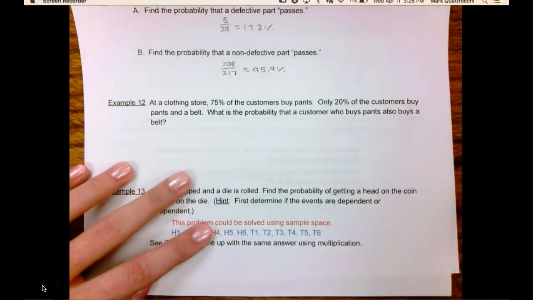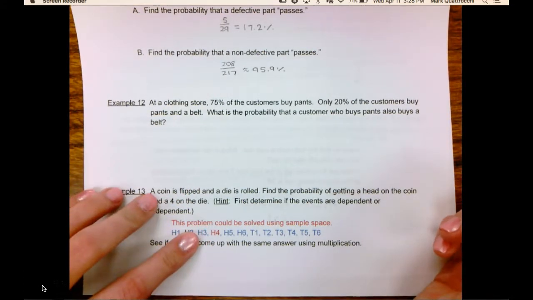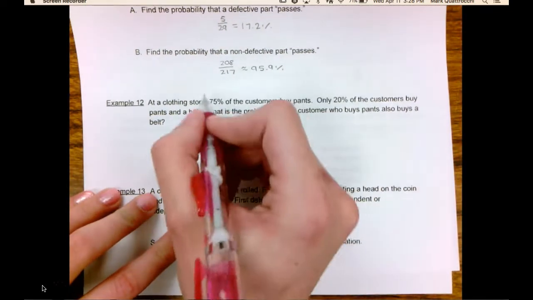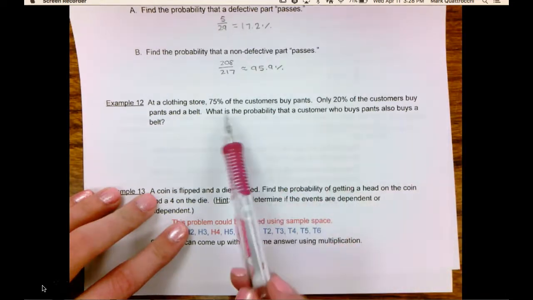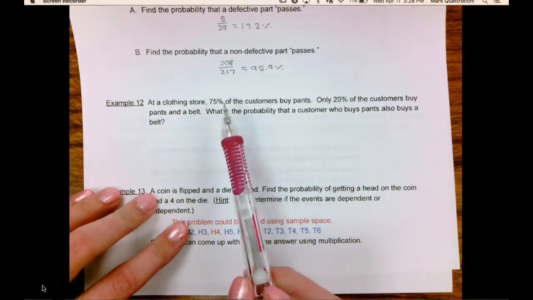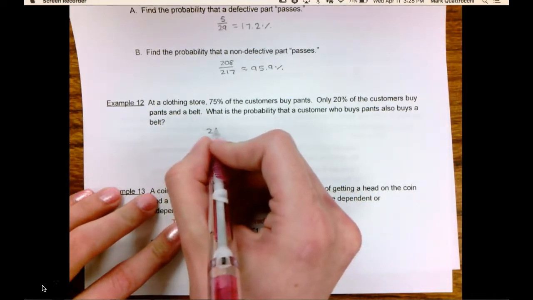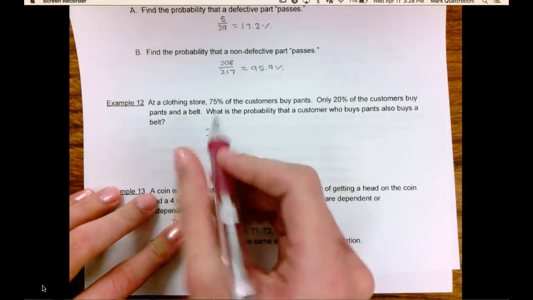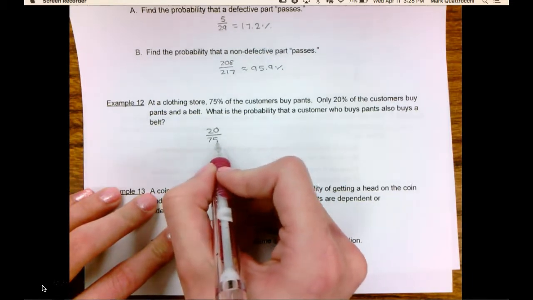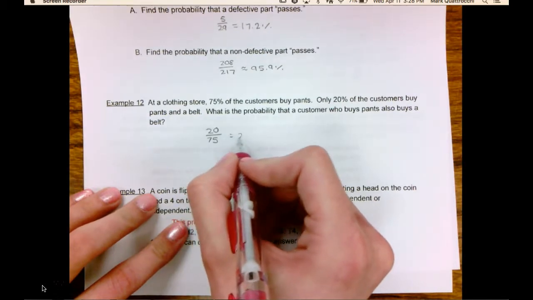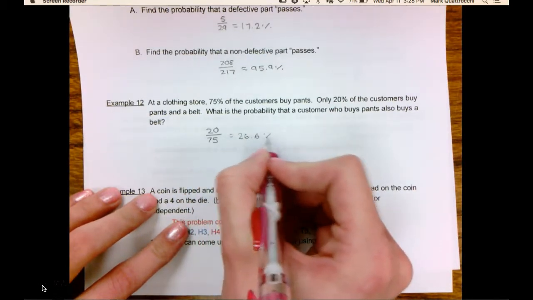Example 12. At a clothing store, 75% of the customers buy pants. Only 20% of the customers buy pants and a belt. What is the probability that a customer who buys pants also buys a belt? So you want to find what percentage of the 75% of customers buy pants and a belt. So 20% of those who buy pants, so 20% of the 75% buy pants and a belt. So 26.6%.